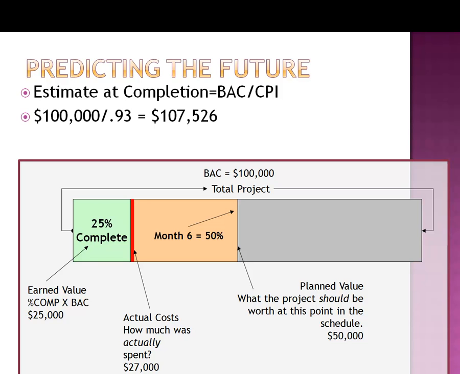Now we can predict the future. The future takes what's our current performance, and if these elements stay the same, what's likely to happen in the remainder of the project. The first one is your estimate at completion. It's your budget at completion divided by the CPI. In this example, our budget at completion is $100,000. Our CPI was 0.93. So our estimate at completion is $107,526. We're basically accounting for the 7 cents that we're losing on every dollar.